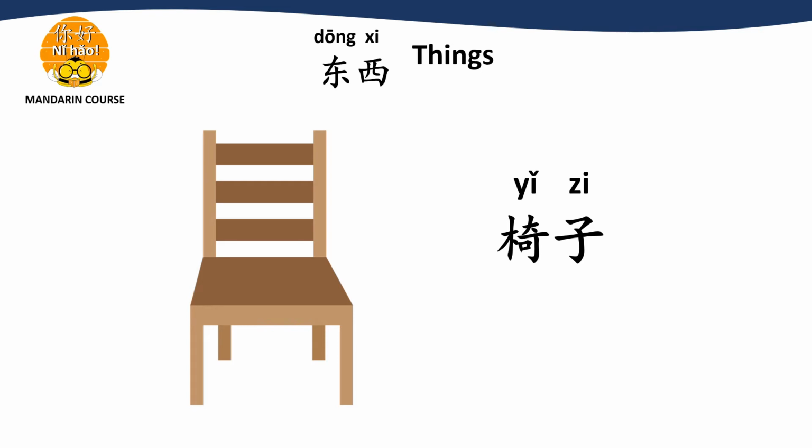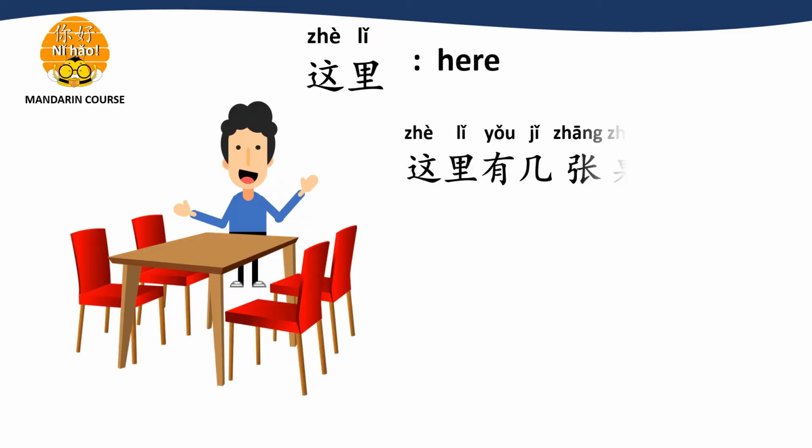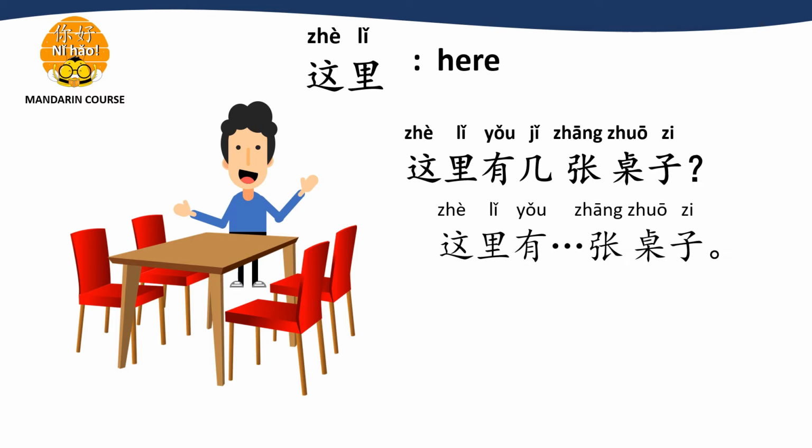The next is chair 椅子. The quantifier of 椅子 is 把. 这里 here. 这里有几张桌子 How many tables are here? 这里有一张桌子 There is one table here.